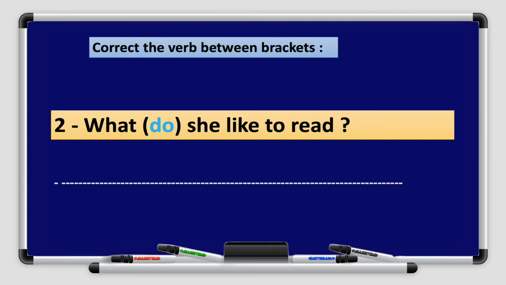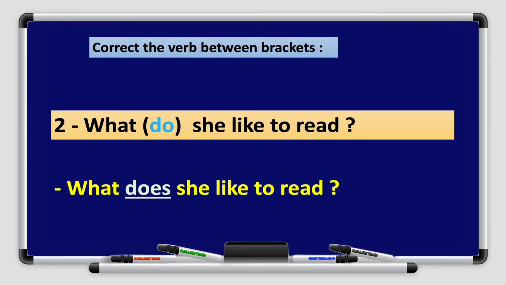Number 2, what do she like to read? Concentrate with me. What is the subject here? And how you will correct the verb do? She is the subject and like is the verb. What do we need to make a question? Excellent, we need a helping verb. So, do is the helping verb, the subject, and the answer should be: what does she like to read? We put does because the subject is she.